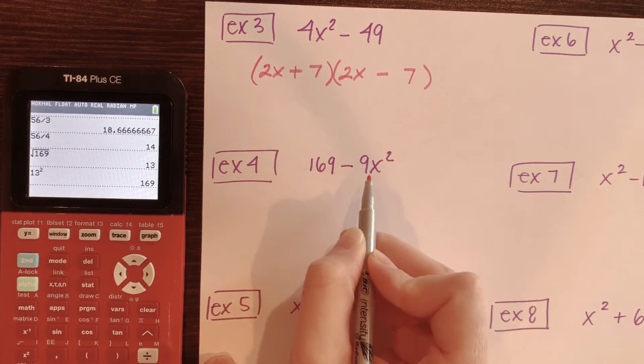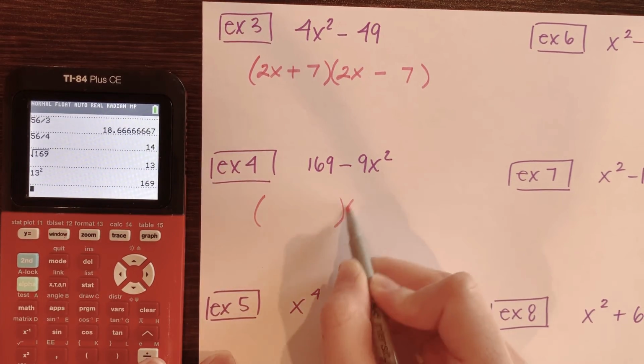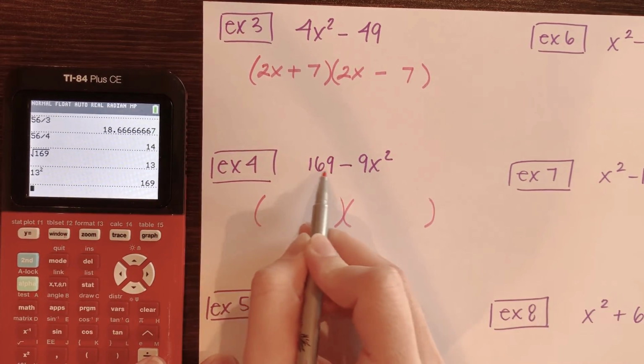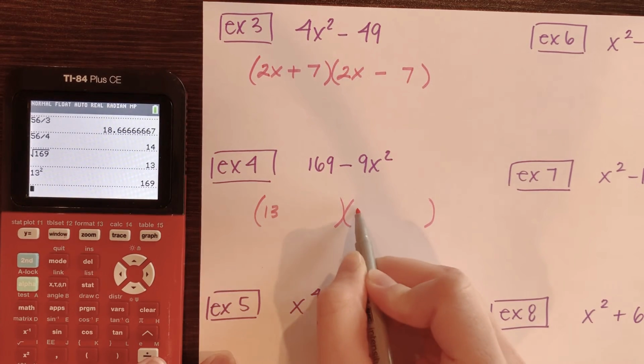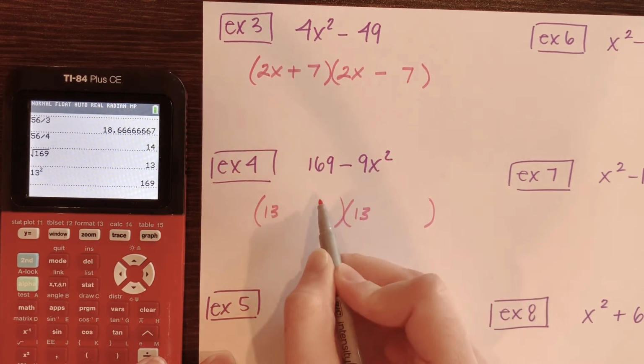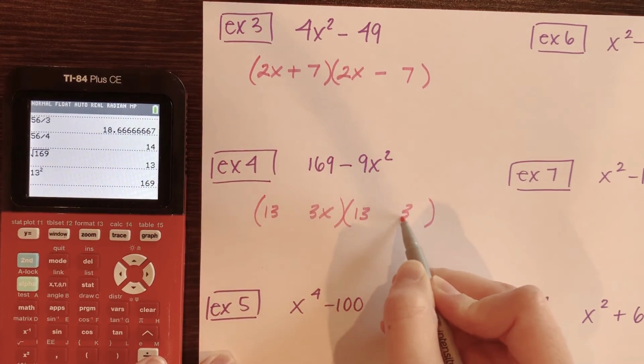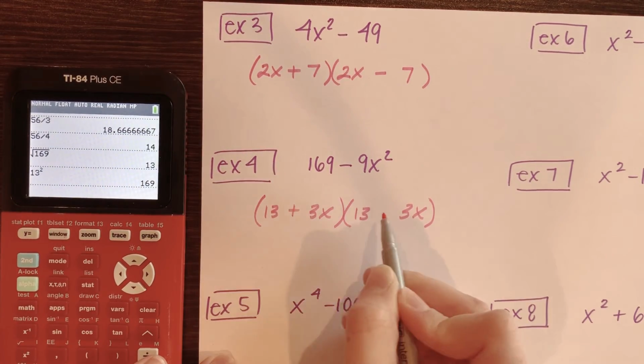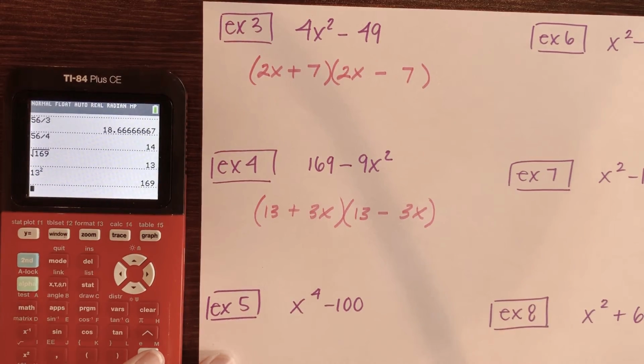So is 9. 3 squared is 9. So I go straight to my double bubble. What's going to give me that 169? 13 and 13. What's going to give me the 9x squared? 3x, 3x. One gets a plus, one gets a minus.